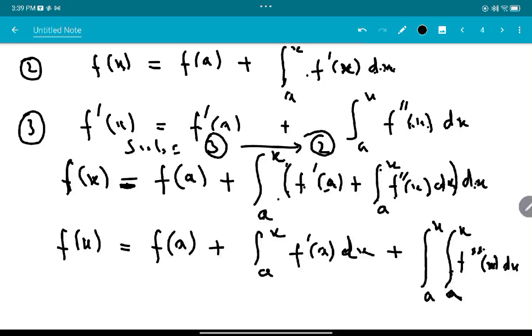Sorry, I have forgotten one dx. These are the important things, this dx and this dx. There are two dx's. And now, writing it here on the next page, first I will write f x is equal to f a.